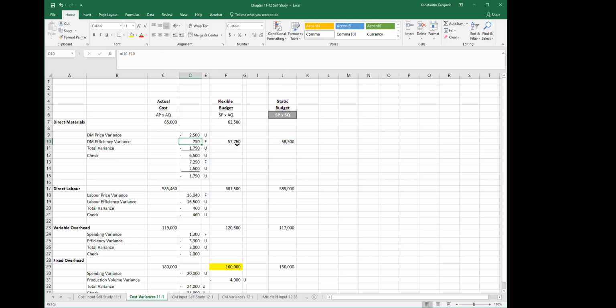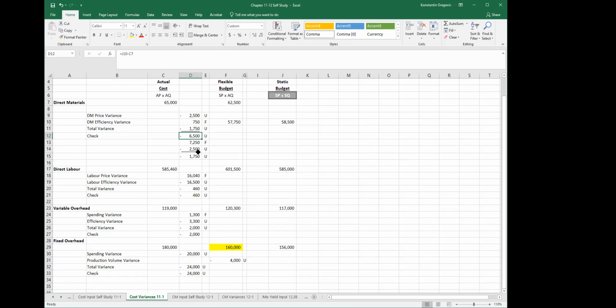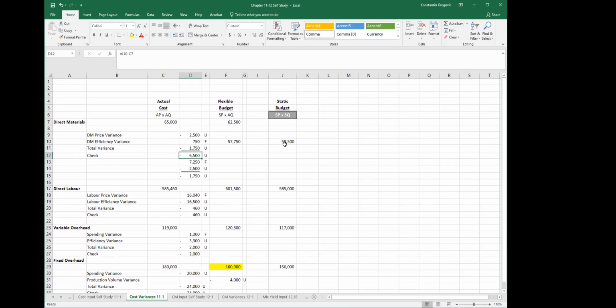Efficiency, 57,750 less 58,500, 750, favorable. I spent less than my budget here. Total variance, 1,750 between my direct materials price and my direct materials efficiency. Efficiency is here, price is here. My total variance is 1,750. My check, 6,500. My total variance is 6,500. Then I've got the variance between here and here is 7,250. And then my variance here. So that's the check, 1,750, 1,750.